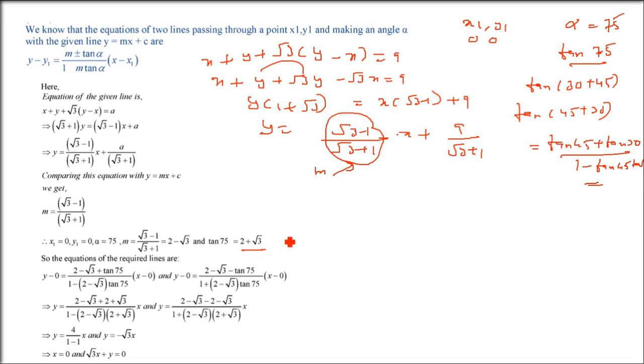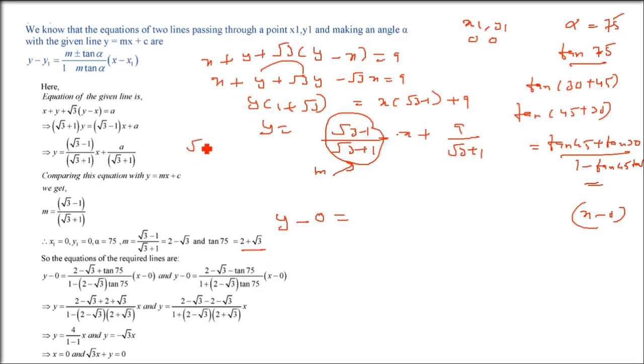Now we need to put these in the equation: y minus y1, that is 0, equals x minus x1 on the right hand side, and then this m plus minus tan alpha over the other term. M. So this is quite big. Let us rationalize it.